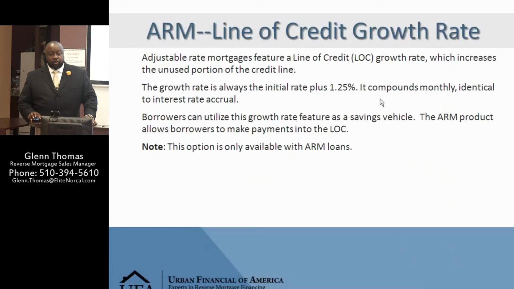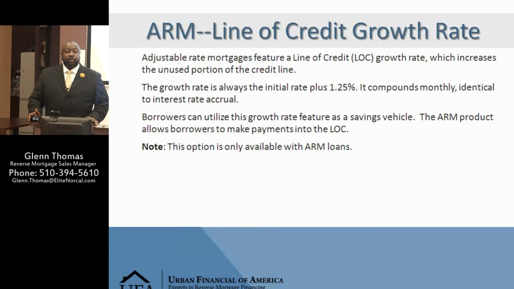All right, so we talked about the 1.25 difference in the growth. Once again, this is only available on the ARM product. And this is a line of credit. It is a line of credit. So in that same scenario that I gave, the person got 2 months to live, they got $116,000 on a line of credit, but they're so distraught, they didn't even think about the $116,000 they got on that line of credit, and they pass away.